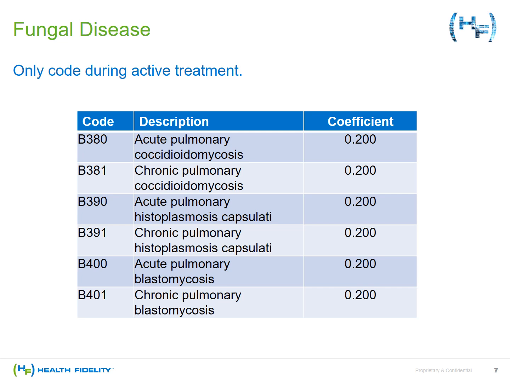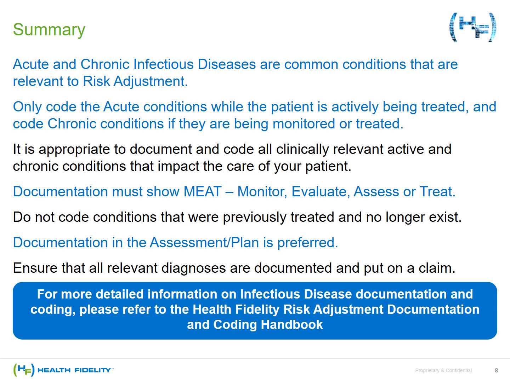Fungal diseases are also included in the risk adjustment model, but these conditions are not common, and they are typically seen in the inpatient setting. The table identifies some of the fungal diseases that are applicable to the risk adjustment model, including coccidioidomycosis, histoplasmosis, and blastomycosis. In summary, we reviewed that there are acute and chronic infectious diseases that are relevant to the risk adjustment model. Only code the acute conditions while the patient is actively being treated, and please code the chronic conditions if they are being monitored or treated.